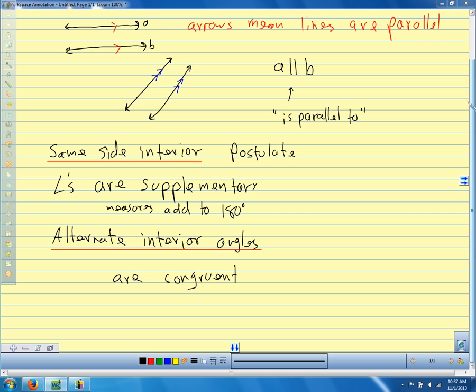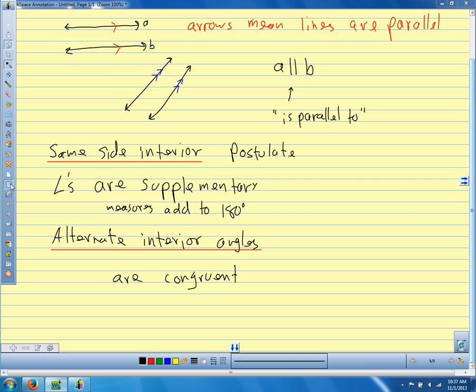So on your picture, angle 2 and 8 would be congruent, and angles 3 and 5 would be congruent. So all those pairs of alternate interior angles that we listed, those two pairs, would be congruent angles. So another interesting thing that happens when two lines are parallel.